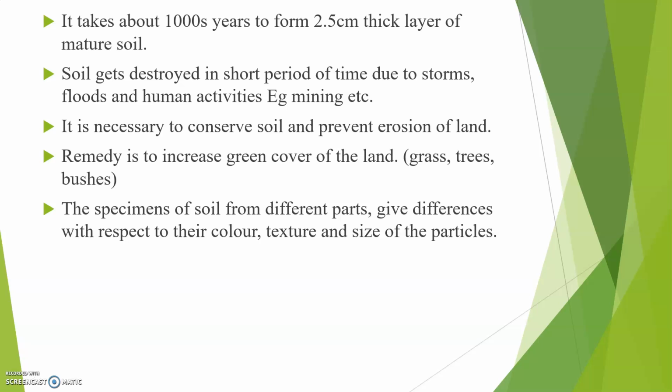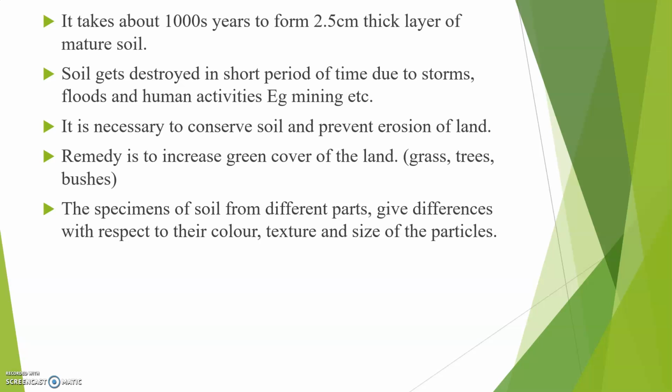It is necessary to conserve soil and prevent erosion of land. Then we have to prevent the damaging of land. The remedy is to increase the green cover of the land. Means you have to plant trees, bushes, and grasses, so that erosion of land will be prevented.